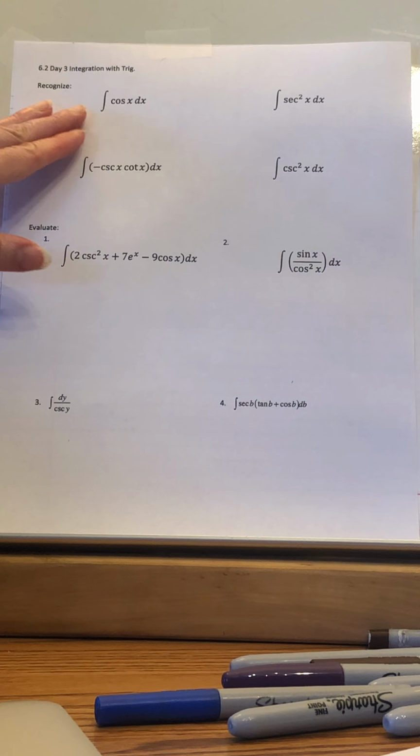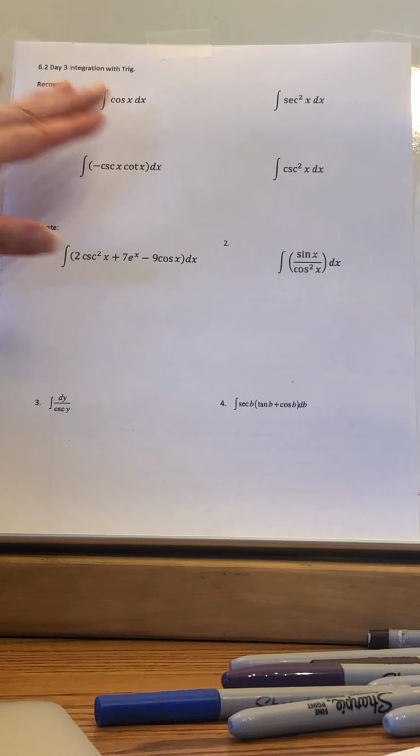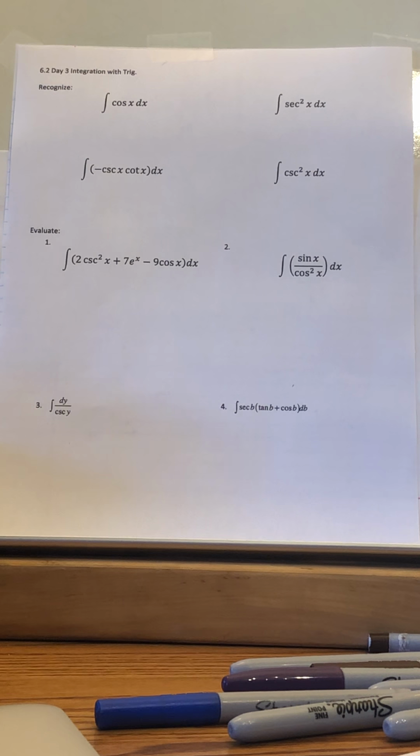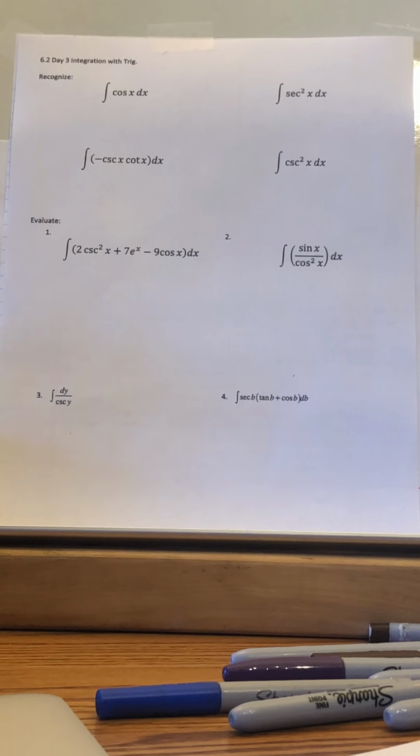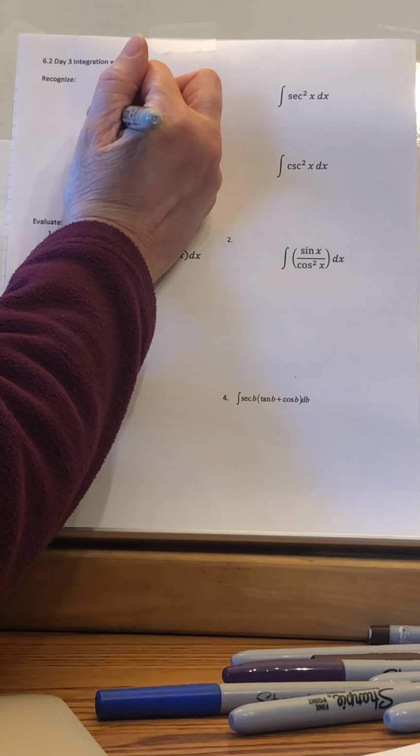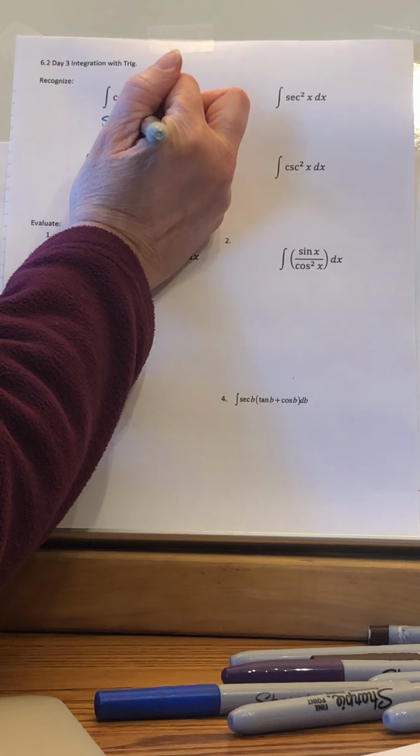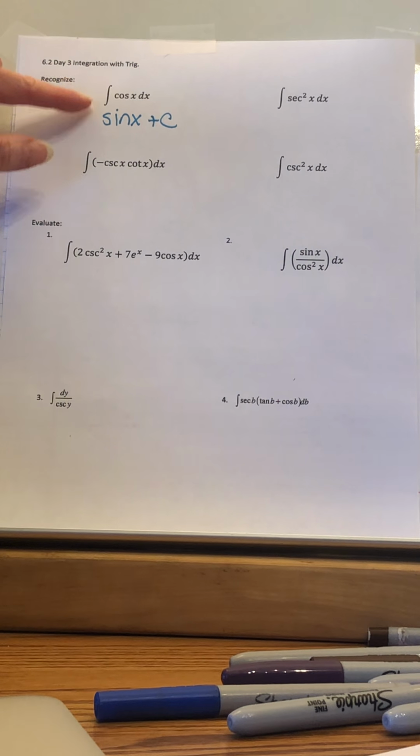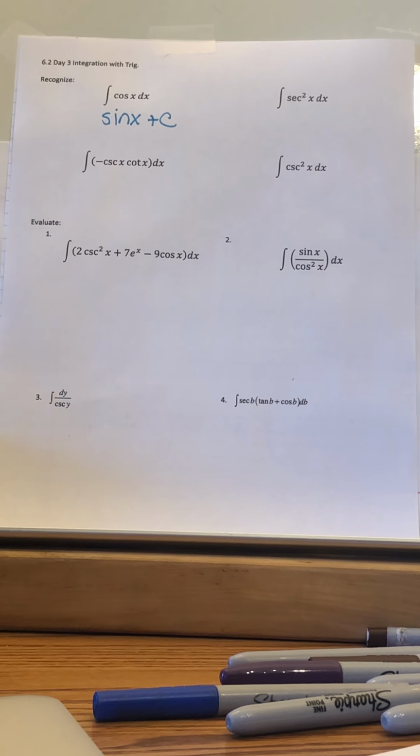The first one is finding the antiderivative of cosine of x. The way to approach it is to think, who has a derivative that gets me cosine? So you think back, whose derivative was cosine, and it was sine. So my antiderivative is sine of x, and then plus c, just like before, because it's an indefinite integral.